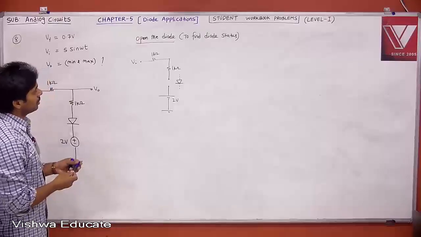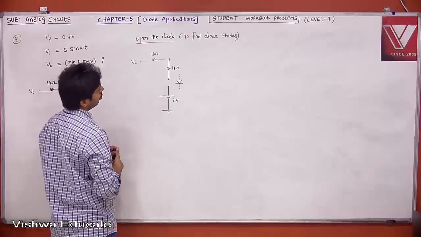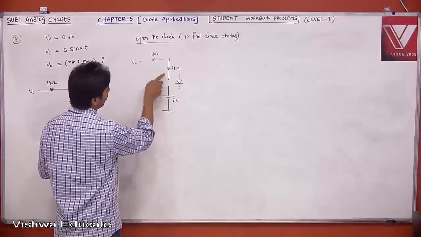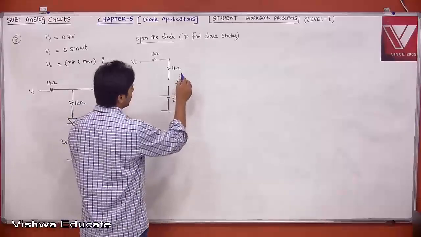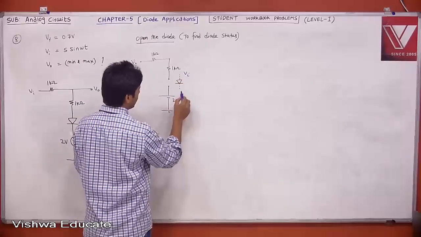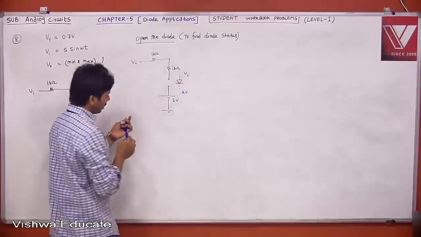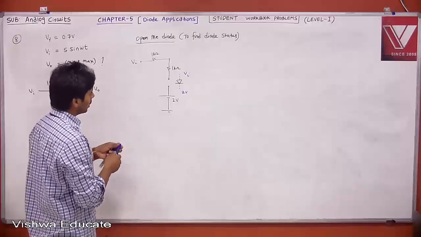If you see here, tell me, it is open. When it is completely open, there is no current. If there is no current, the VI will come here. If you observe clearly, here you will have VI and here you have 2 volt. Tell me for what voltage it will be conducting.